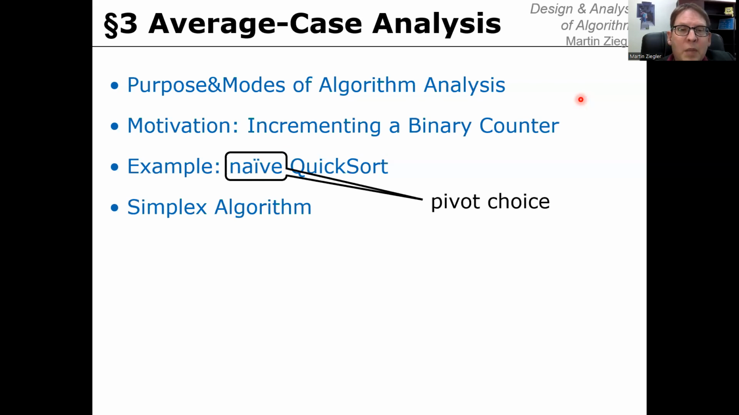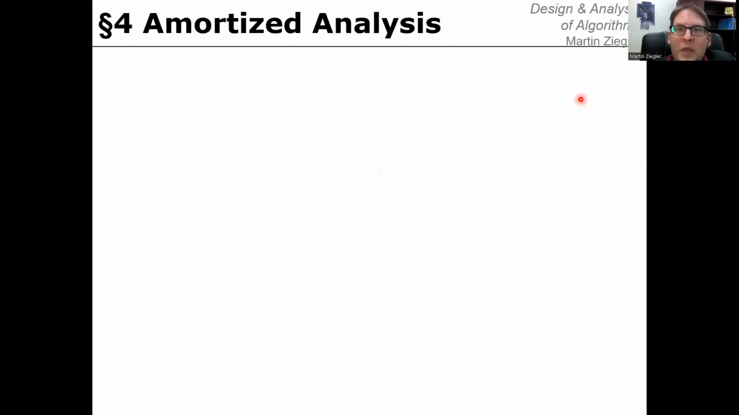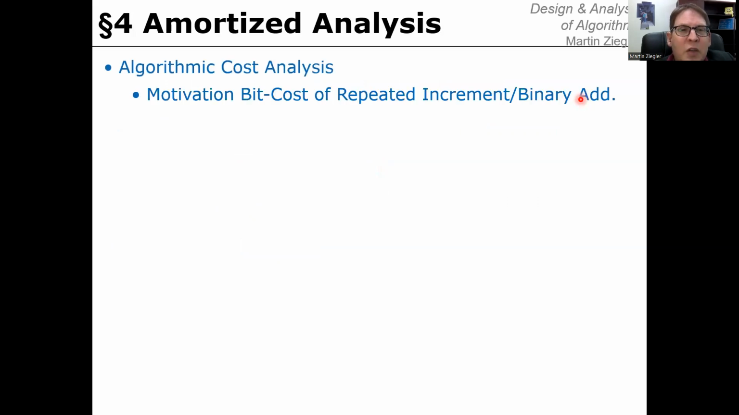And we'll talk about the simplex algorithm for linear programming and its analysis in the worst case and in the smoothed case. So that concludes chapter 3. In chapter 4, we'll talk about amortized analysis. So we talk about bit cost, again considering the binary counter, but this time from the perspective of amortized analysis.